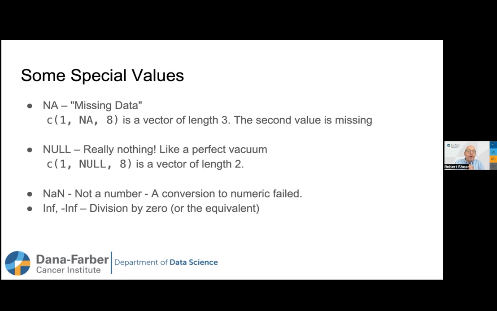Indexing the 3 will get the third value, which will give you an 8. A null is returned. It's like a perfect vacuum. It means there are certain things that never return a value at all, for example, a for loop. And so it's ignored when you combine vectors.